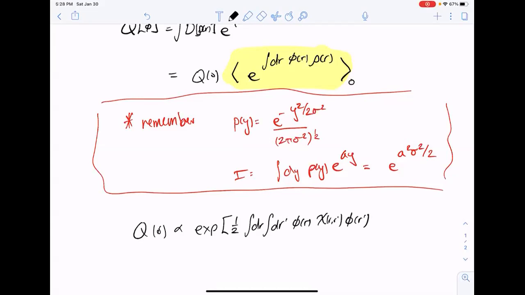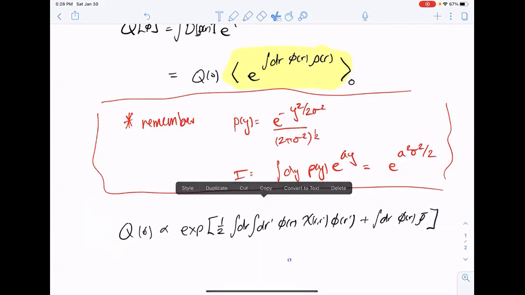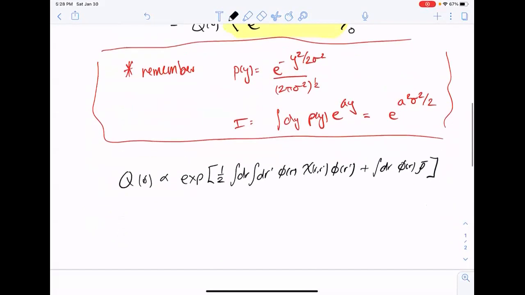And now there's a slight difference in our earlier integral in that if we had a non-zero mean, as we do in the density, there is another term that would act like phi of r times the bulk density. Again, easily done by just completing the square. Okay, so that's our cumulant generating function for the density field.